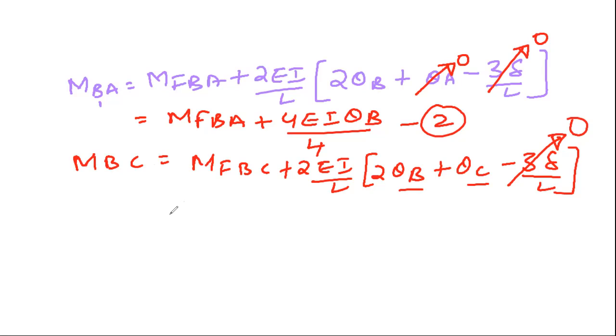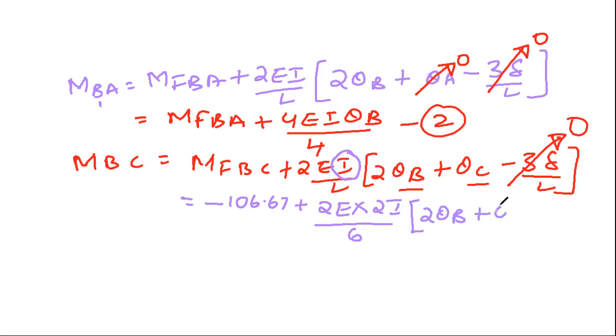Now, what is the MFBC value? MFBC equal to minus 106.67 plus 2EI by L. What is the length? Total length. But here, in the BC span, I have given 2 times of I. That is what you should not forget, otherwise you won't get the correct answers. So 2E times 2I by total length 6 meters times 2 theta B plus theta C.